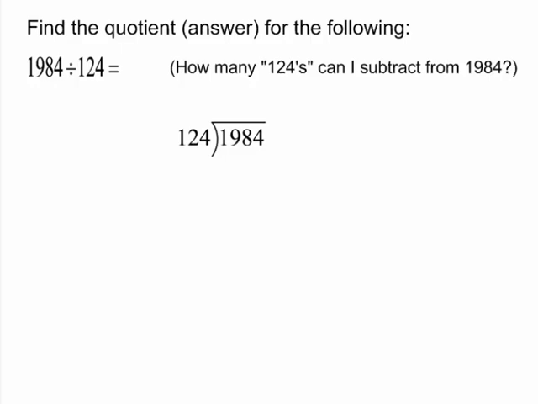Let's try one with really big numbers. So 1,984 divided by 124. So how many 124s can I subtract from 1,984? So again, I'm going to start with a nice friendly number of 10. So 124 times 10 would be 1,240. And you may have to start with smaller numbers. That's okay. Maybe you can go bigger numbers. Who knows? So if I subtract these, I have 744 left over.